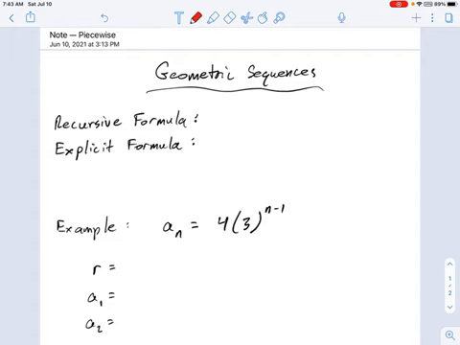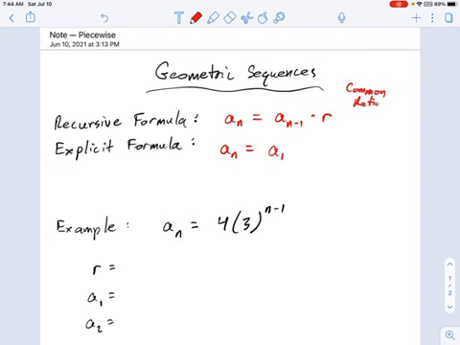And let's start off with writing the recursive and explicit formulas. So as you remember from the arithmetic sequence, you start these formulas with a_n equals. That means any term equals, and it's related to the term before it. So in this case, any term in a geometric sequence is just equal to the term before it times r, where r is called the common ratio. Okay, and that's not how you spell common. Common ratio.